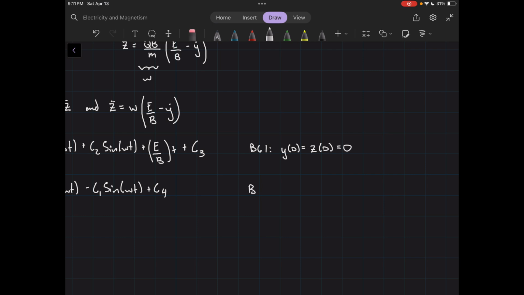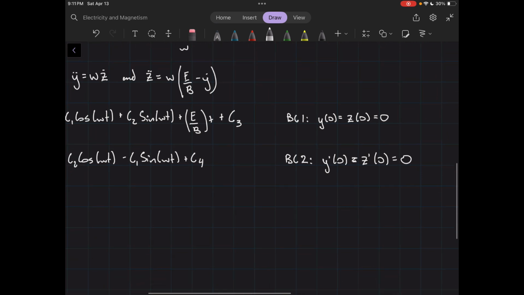Our second set of boundary conditions is going to be that at time t equals 0, the velocity is also equal to 0. So y prime of 0 is equal to z prime of 0 is equal to 0. So boom, then we have our two boundary conditions.